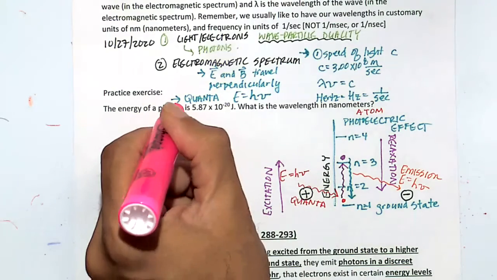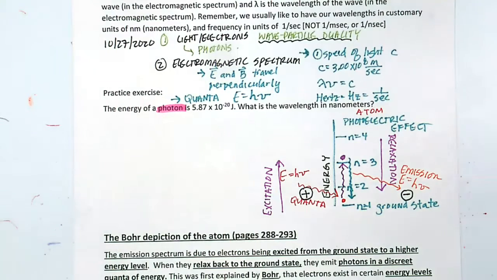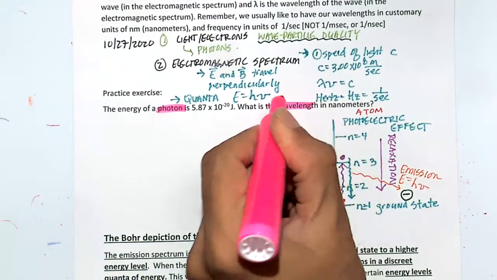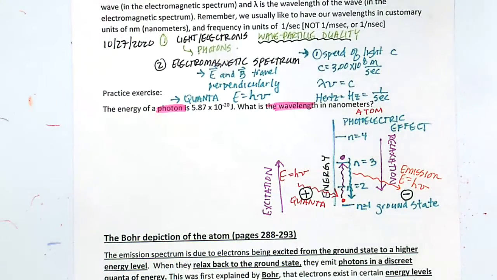A photon: generally we associate a photon with a particle, is it not? A photon is like a particle, light particles. But what is this question asking? It's asking for a wavelength. What do we associate a wavelength with? We associate a wavelength with waves, right? So here's something that's particle-like, talking about photons, and it's asking for a wavelength, which we associate with waves. So again, wave-particle duality. All right, so how will we solve this type of problem?